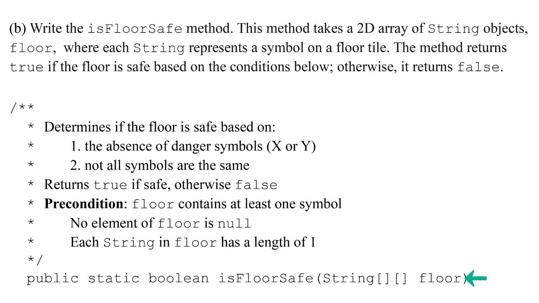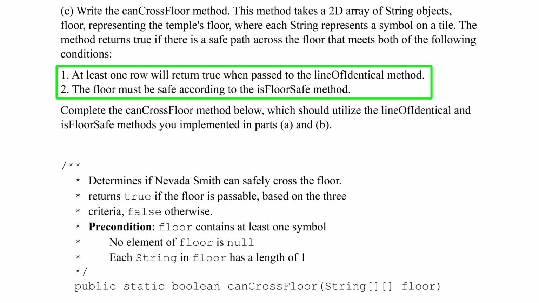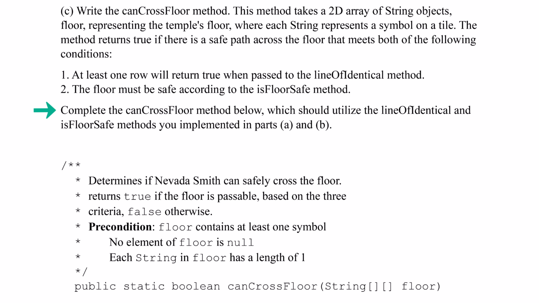Part C. Write the canCrossFloor method. This method takes a 2D array of String objects, floor, representing the temple's floor, where each string represents a symbol on a tile. The method returns true if there is a safe path across the floor that meets both of the following conditions. 1. At least one row will return true when passed to the lineOfIdentical method. 2. The floor must be safe according to the isFloorSafe method. Complete the canCrossFloor method below, which should utilize the lineOfIdentical and isFloorSafe methods you implemented in Part A and B. Pause here and complete the problem.